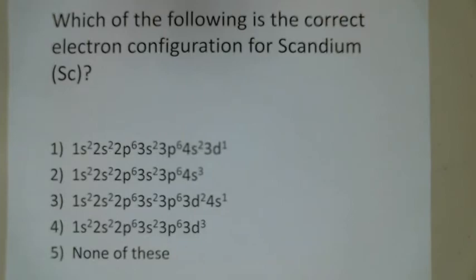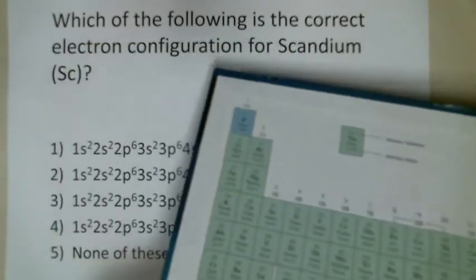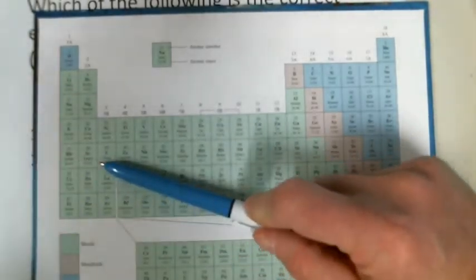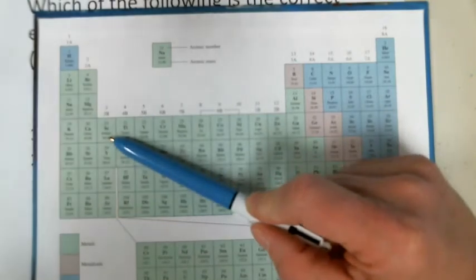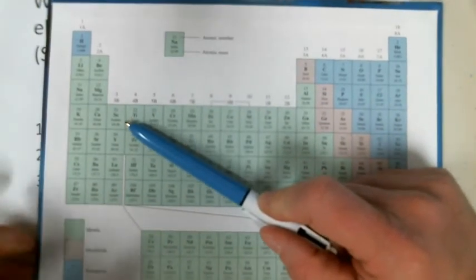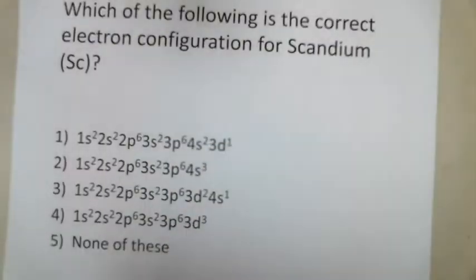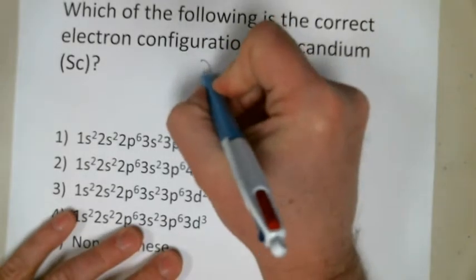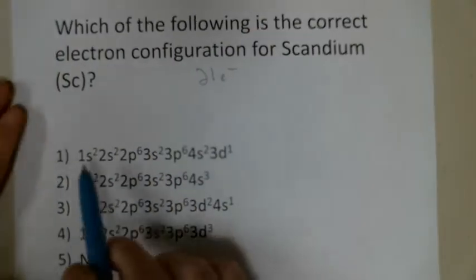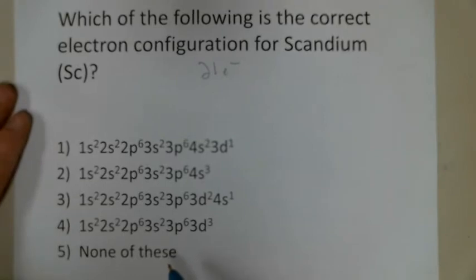Let me see. The way to do this is we've got to go to the periodic table, right? We got to know how many electrons scandium has. And I give you the symbol because I doubt that's one of the elements we had to know. So again, where's scandium? I have no idea where it is, so I'm just like a student. I'm looking around and aha, there it is. It's element 21. All right, so we got 21 electrons.